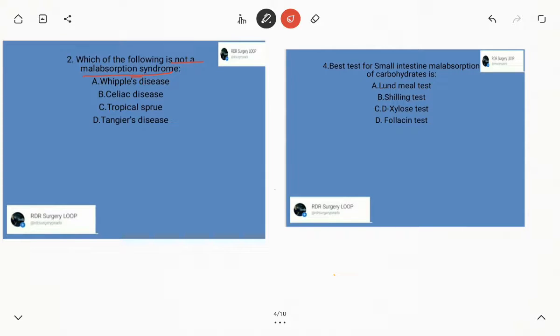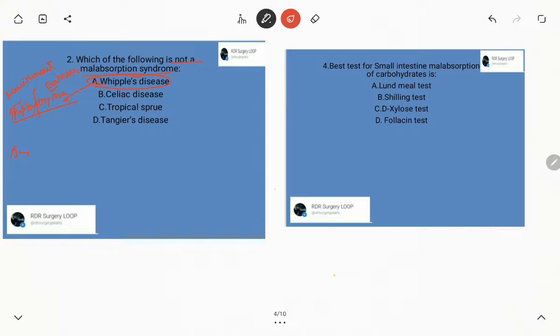Moving on with the first option, Whipple's disease, as we have elaborately discussed in our previous lectures, Whipple's disease is a part of malabsorption syndrome caused by Tropheryma whipplei. The word Tropheryma itself tells you it is a malabsorption: trophe means nourishment and erema means barrier. So there is a nourishment barrier. What are the important features in the diagnosis alone, I will tell you.